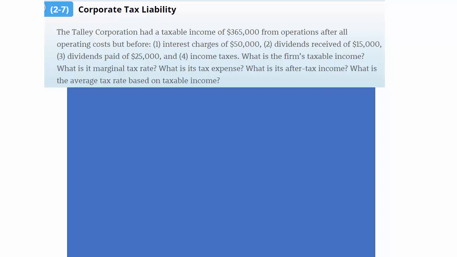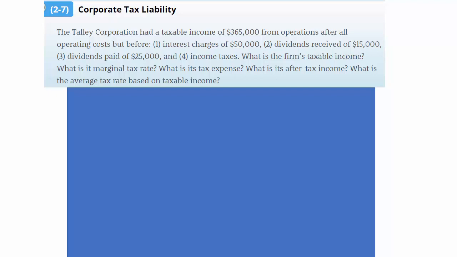Okay, hi everyone. Let's take a look at this corporate tax liability problem. It's problem 2-7. The Tally Corporation had a taxable income of $365,000 from operations after all operating costs but before interest charges of $50,000, dividends received of $15,000, dividends paid of $25,000, and income taxes. What is the firm's taxable income?